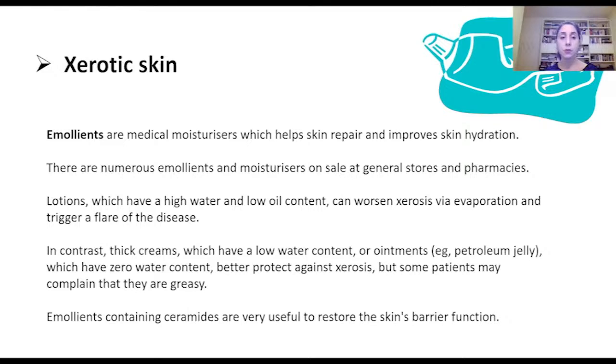There are lotions which have a high water and low oil content that can worsen xerosis and trigger a flare of the disease. There are also thick creams which have a low water content, or ointments which have zero water content, that better protect against xerosis, but some patients may complain that they are greasy. And finally, there are emollients containing ceramides that are very, very useful to restore the skin's barrier function.